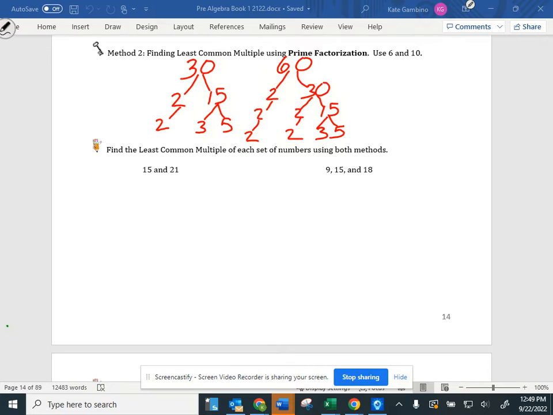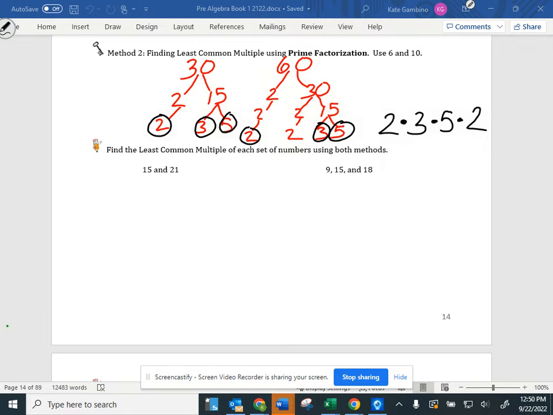Now let's look at what we share. So I'm going to circle a 2, circle a 2. So I'm going to write that 2 one time. Ooh, they share a 3. I'm going to circle a 3, circle a 3. I'm going to write that one time. They share a 5. I'm going to write that one time. Okay, now since I did all of the ones that they share, I'm going to go back and write the ones that they do not share. They don't share a 2, so I'm going to write it there.